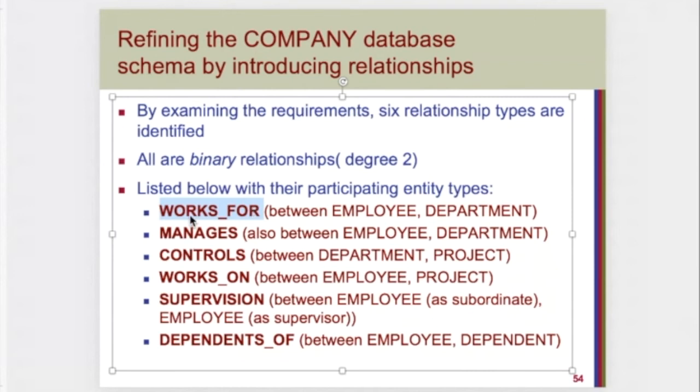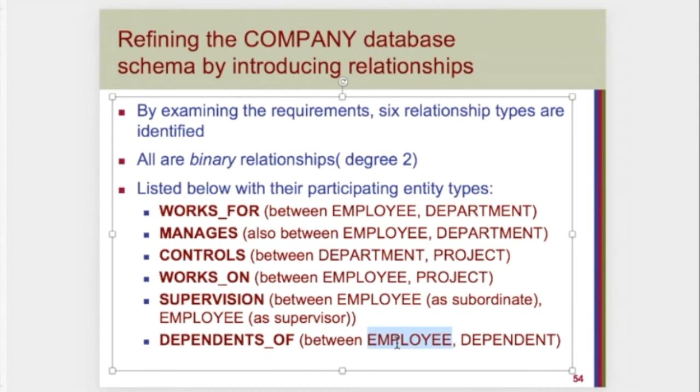So the first relationship is works for, manages, controls, works on. So employee and project, how they are related to each other. An employee works on a project. Similarly, supervision. I will explain this. This is a very interesting relationship. Supervision is a relationship of an employee with an employee. Yani recursive relationship. Yani relationship to itself again. So this is very interesting. It is coming in the next slides. Inshallah, I will explain this to you there. And dependent of, again, an employee, it has some dependent, or some person is a dependent of an employee.